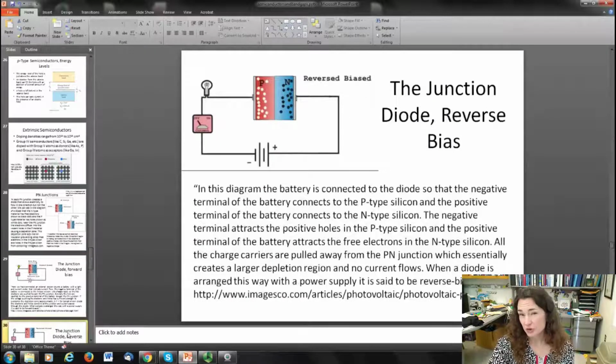However, if you try to apply the voltage in the opposite direction, you do not get current flow. In this diagram, the battery is connected to the diode so that the negative terminal of the battery connects to the P-type silicon and the positive terminal of the battery connects to the N-type silicon. The negative terminal attracts the positive holes in the P-type silicon and the positive terminal of the battery attracts the free electrons in the N-type silicon. All the charge carriers are pulled away from the p-n junction, which essentially creates a larger depletion region and no current flows. And when a diode's arranged this way with the power supply, it's said to be reverse biased.